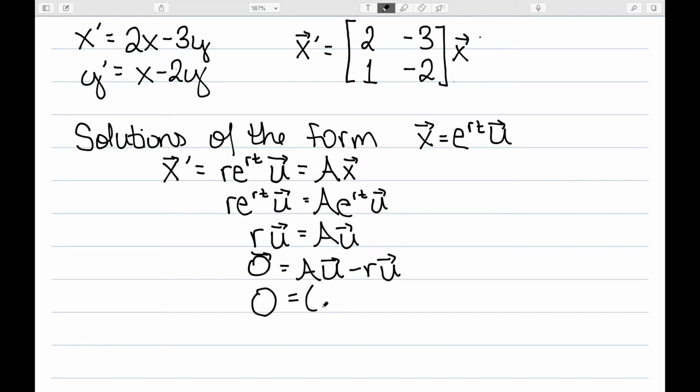I can actually factor out a u. And when I do, I actually have to write this as A minus rI. And this is to verify that things are still defined. I can't define a matrix minus just a number. And this rI is going to allow me to properly do this subtraction inside of the parentheses.